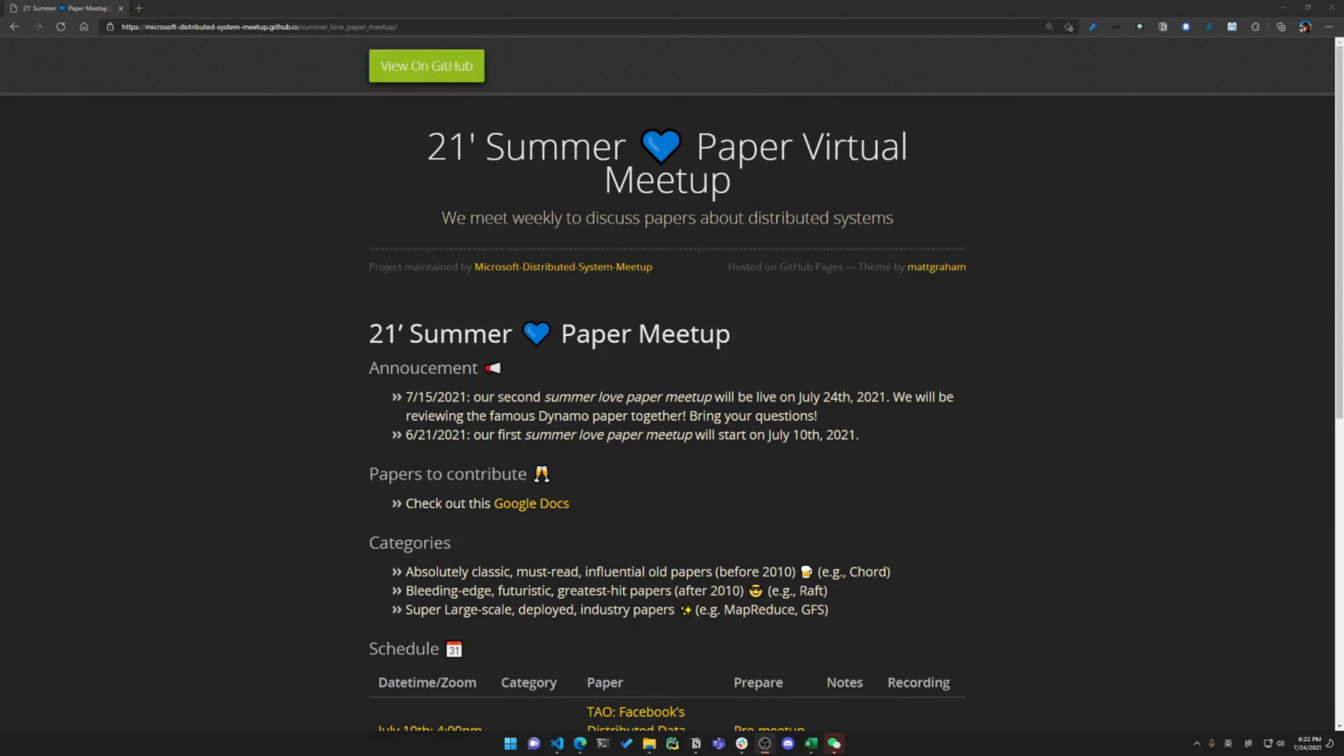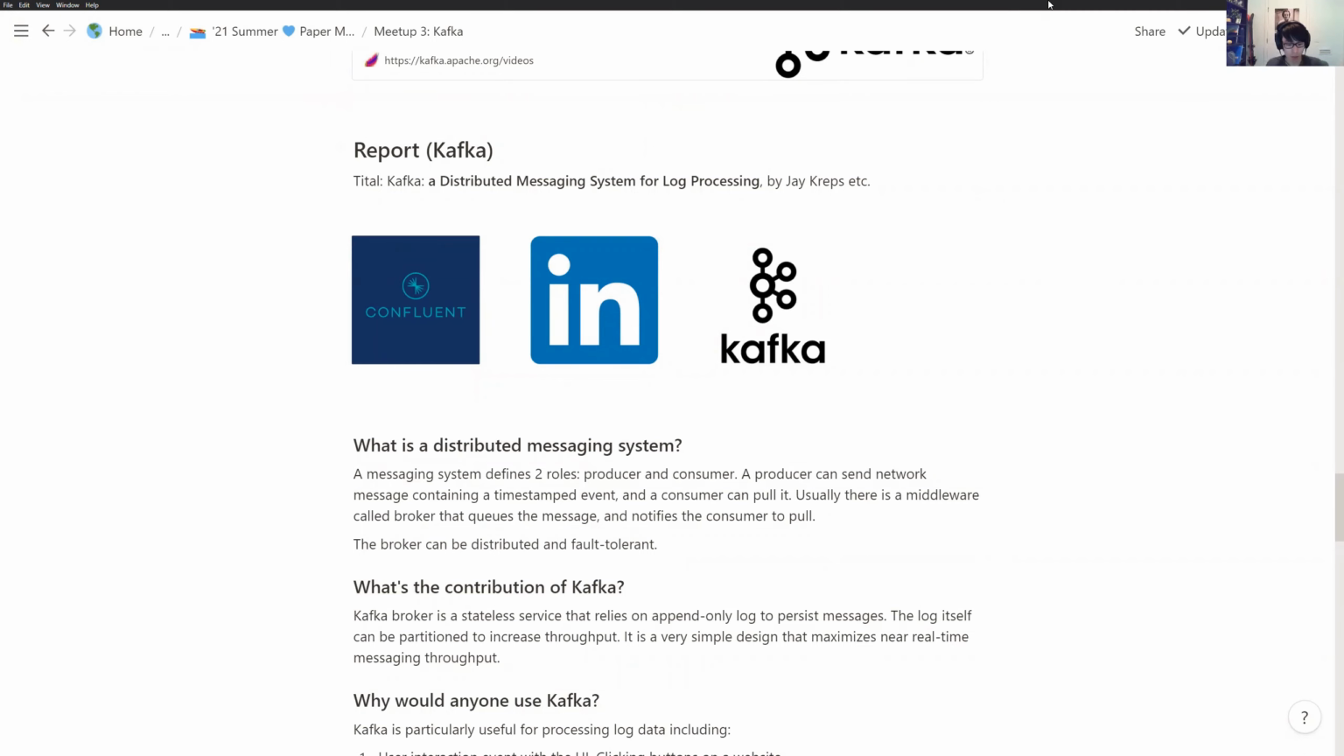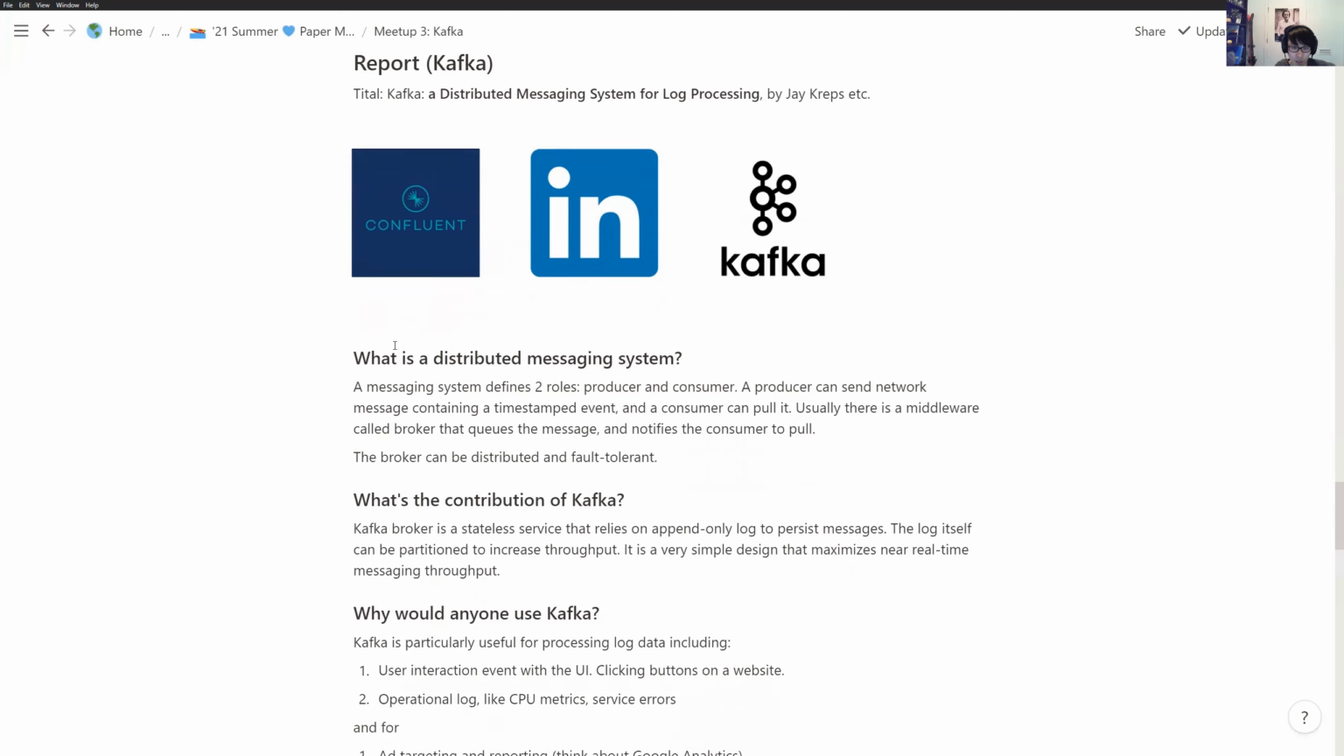And the rest of the video is my short introduction of this week's paper. So today we will be covering a paper titled Kafka, a distributed messaging system for log processing. And the first author of this paper is named Jay Kreps. If you don't know him, he was an engineer at LinkedIn, and later he co-founded a company called Confluent, where he worked on Apache Kafka for most of the time.